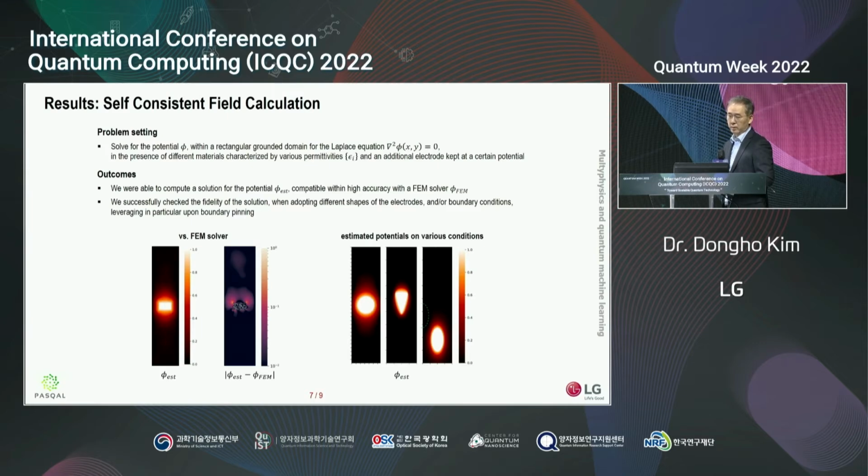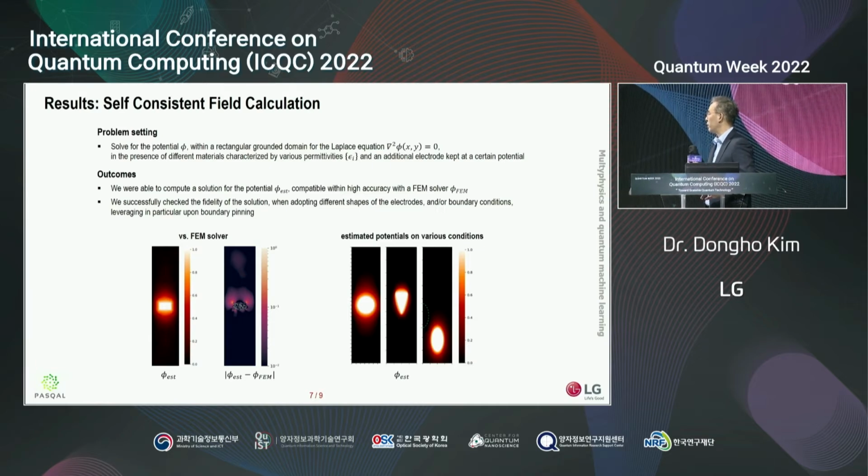This is compared with the finite element method. The finite element method is very classical, and that's also very orthodox. If we apply a rectangle-shaped electrode, around the electrode the electric field is resolved very well, and there is no big difference between the result of our algorithm and the finite element method.